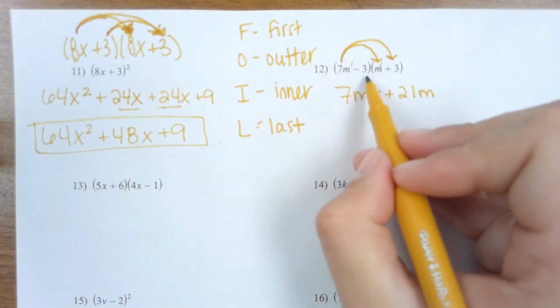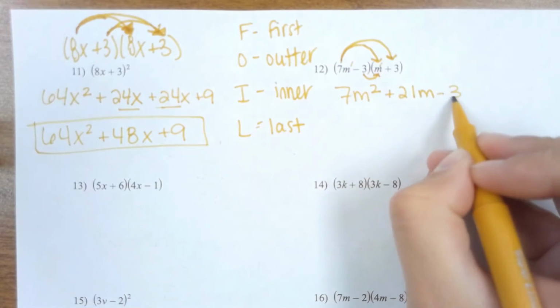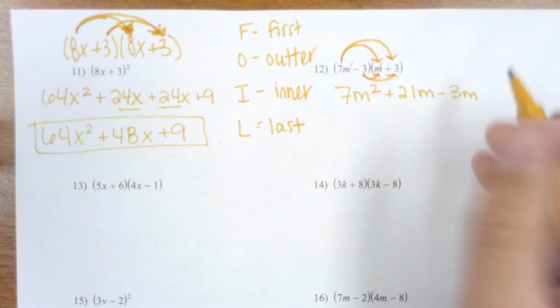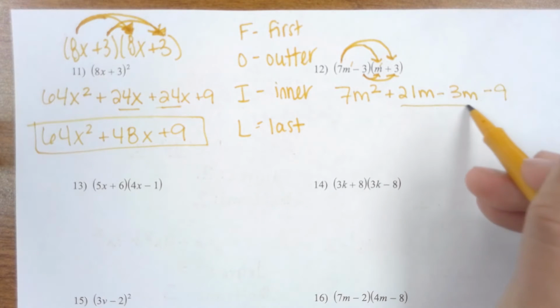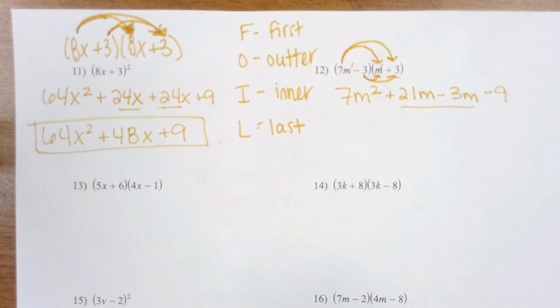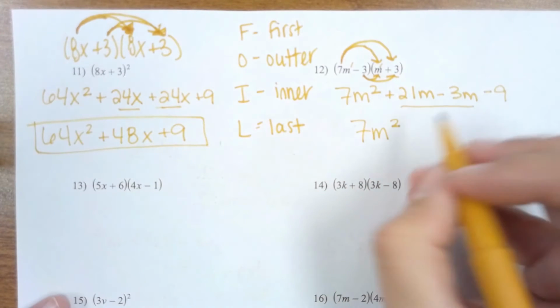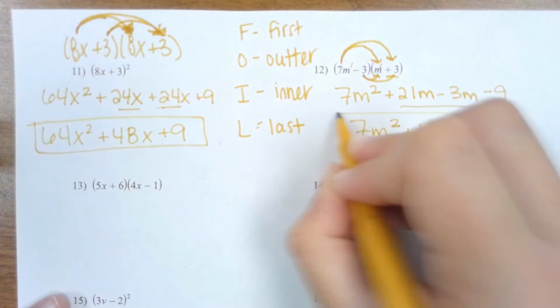Now you're going to multiply your two inner numbers together. So negative 3 times m is a negative 3m. And then multiply your last numbers. So negative 3 times a positive 3 is a negative 9. And then you're going to have to combine your two like terms together by taking your 21m minus your 3m, and that will give you an 18m. And that is your final answer.